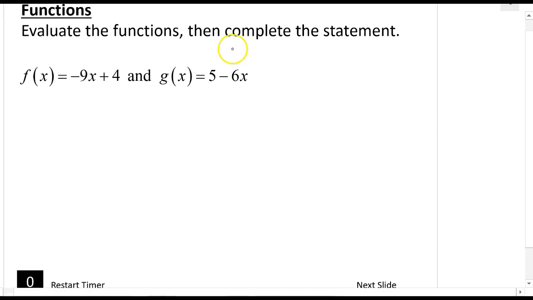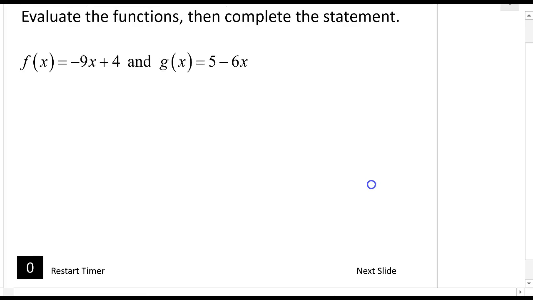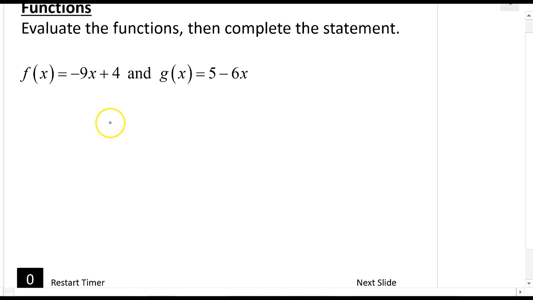Okay, now evaluate these functions, then complete the statement. Okay, so we need to evaluate these functions. So here's our statement. We want to know if my input is -3 for the f function, and my input for the g function is -5, which of these values is greater than the other, or are they equal? Okay, and we're going to use the greater than, less than, or equal symbols.